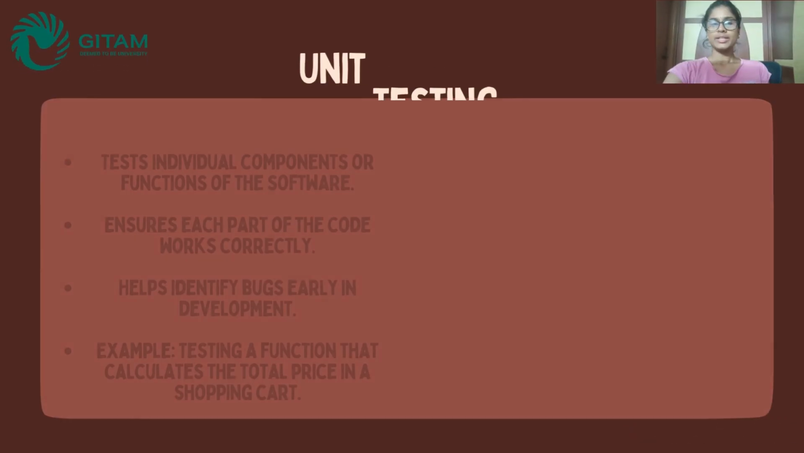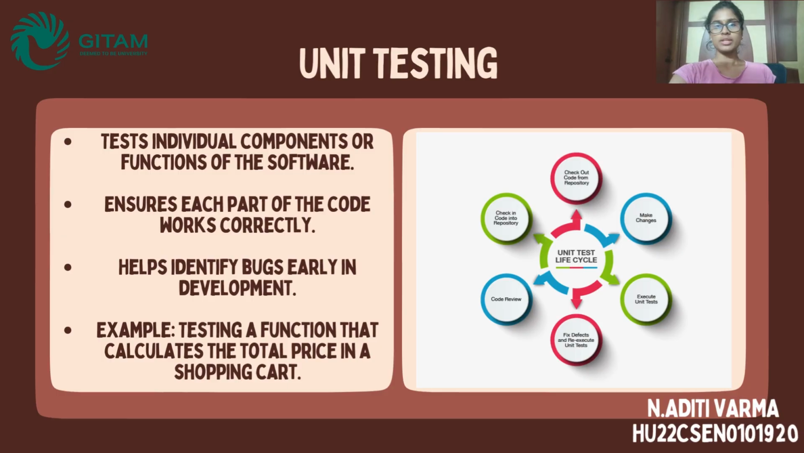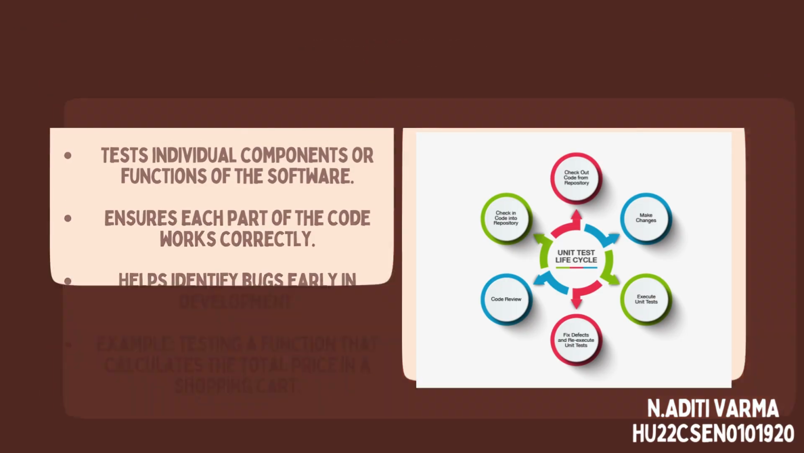Unit testing. Unit testing is a process where individual components or functions of the software are tested to ensure that they work correctly. The purpose is to ensure that each part of the code functions as expected. It helps identify and fix bugs early in development. An example is testing a function that calculates the total price in a shopping cart to verify it provides accurate results. Developers write and run unit tests before integrating the code into the complete system.